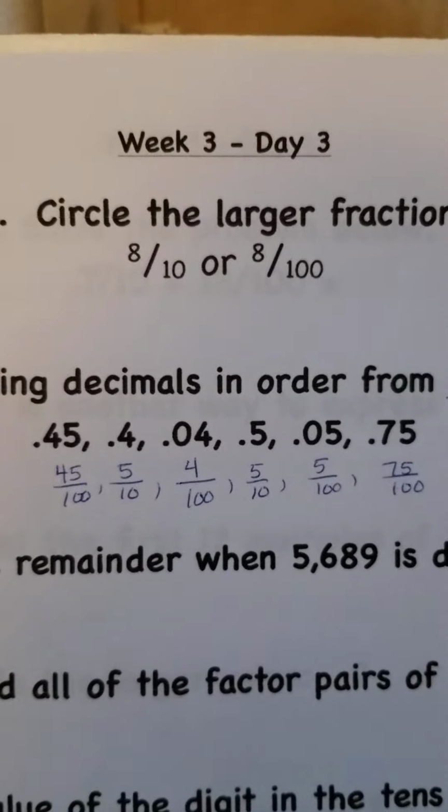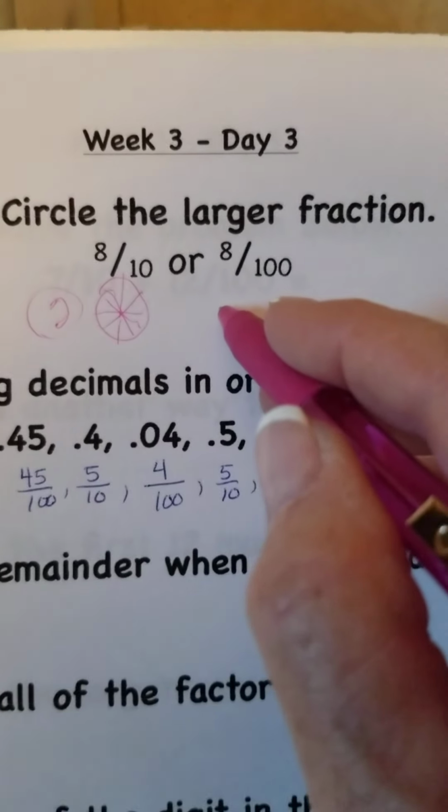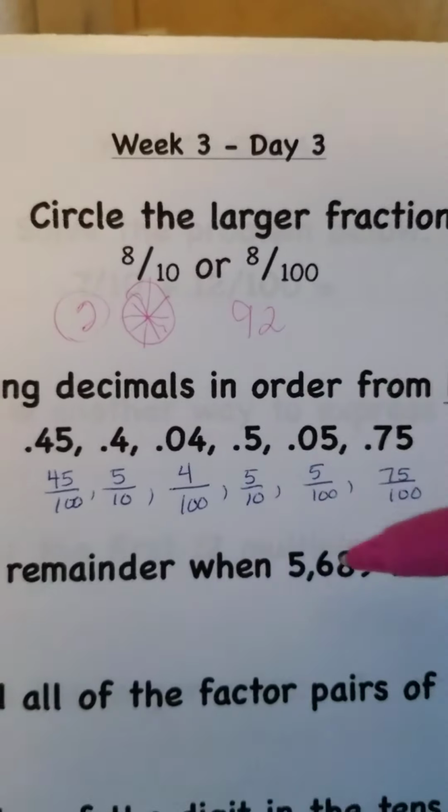So which one of these is more? 8 out of 10, think of a pie that has a circle with 10 sections in it. That's 4, 6, 7, 8, 9, 10. This is really hard to do like this. And you have 8. You have 2 left over, don't you? If you have 100 and you take 8 sections out of 100, think of a pie, you'd have 92 left over. So which fraction is actually the bigger fraction?